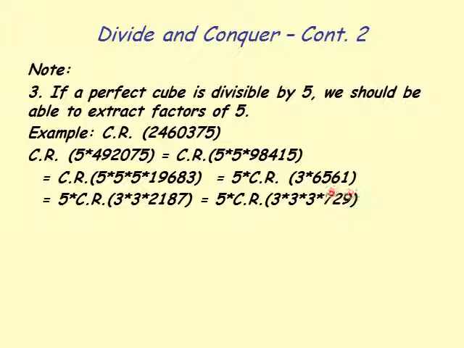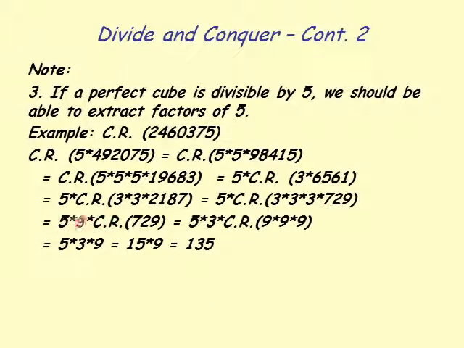Okay, 729 is a cube of 9. So it's 9 cubed, 729. Let's see what we did here. So it's 5 times 3 from here, and also the cube root of 729, and 729 is 9 times 9 times 9. So that's equal to 5 times 3 times 9. 15 times 9 is 135. Let's continue.